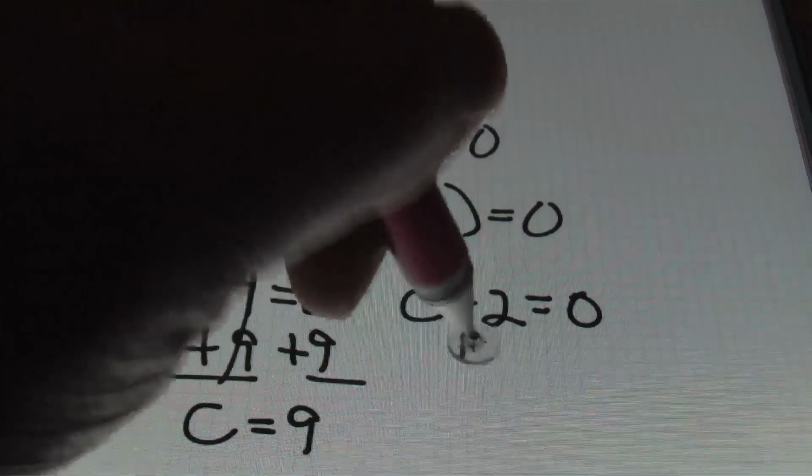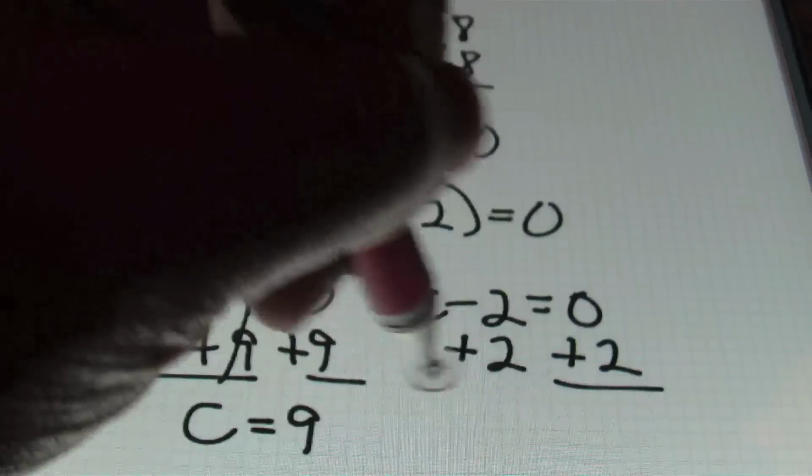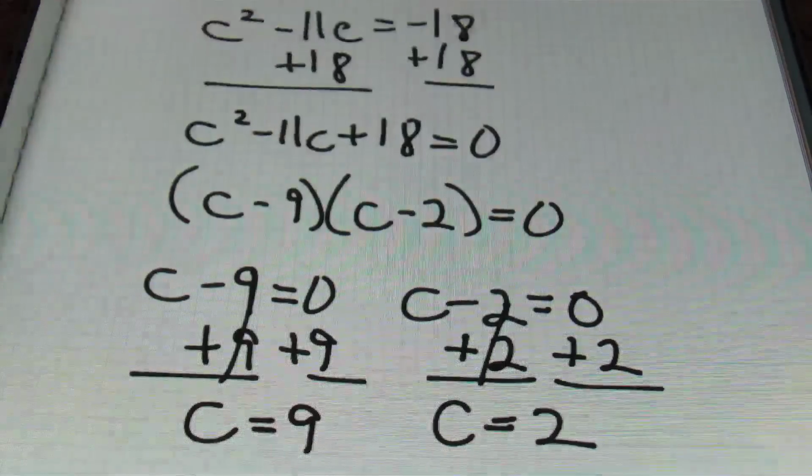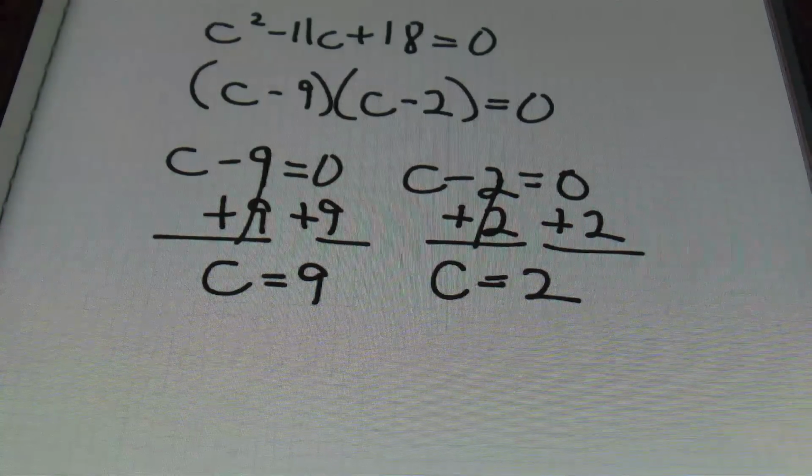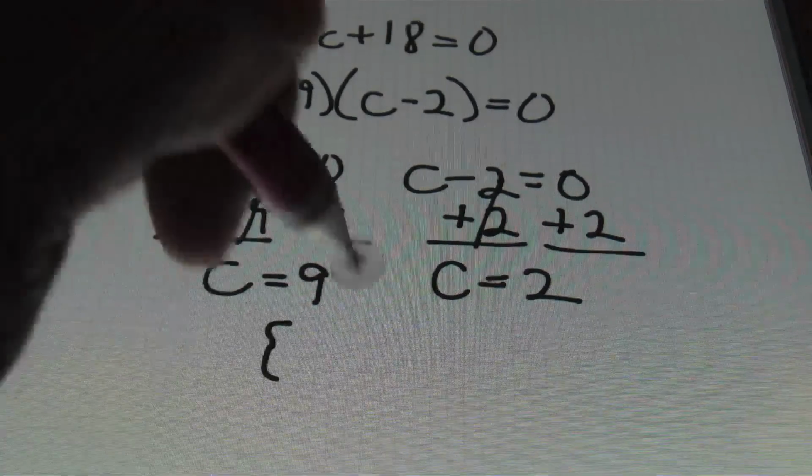C equals 9, and then I'll add 2 to both sides of the equal sign. This gives me c equals 2. And from there, all I have to do is write it in my solution set. So let's see about those braces.